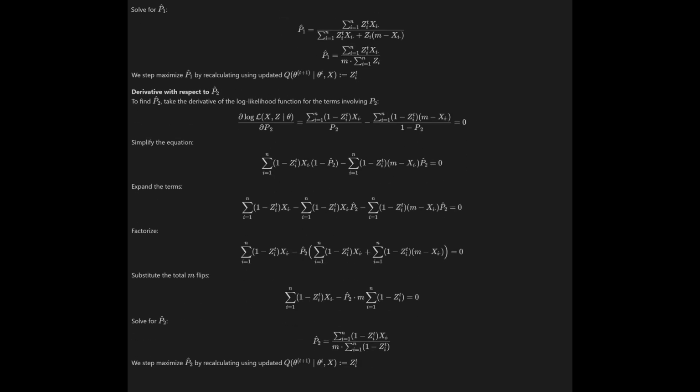Take the derivative of the log likelihood with respect to p1, set equal to 0, expand so we can factor out p1 hat. Solve for p1 hat. We M-step maximize p1 hat using the updated z sub i at t. Take the derivative of the log likelihood with respect to p2, set equal to 0, expand so we can factor out p2 hat. Solve for p2 hat. We M-step maximize p2 hat using the updated z sub i at t.